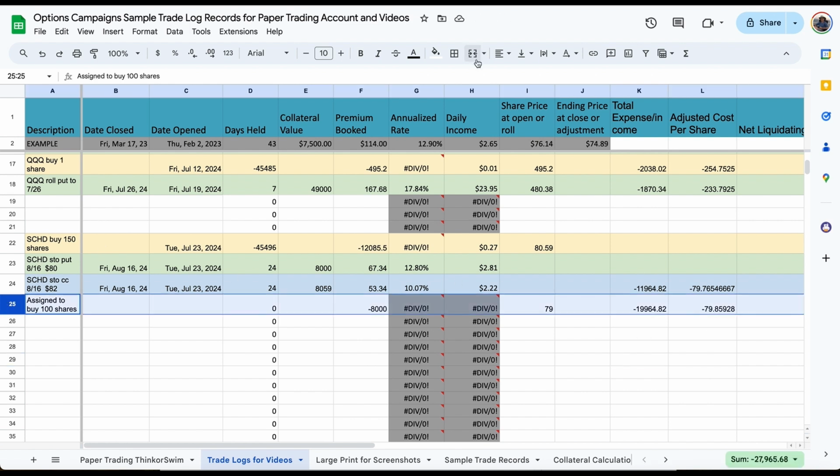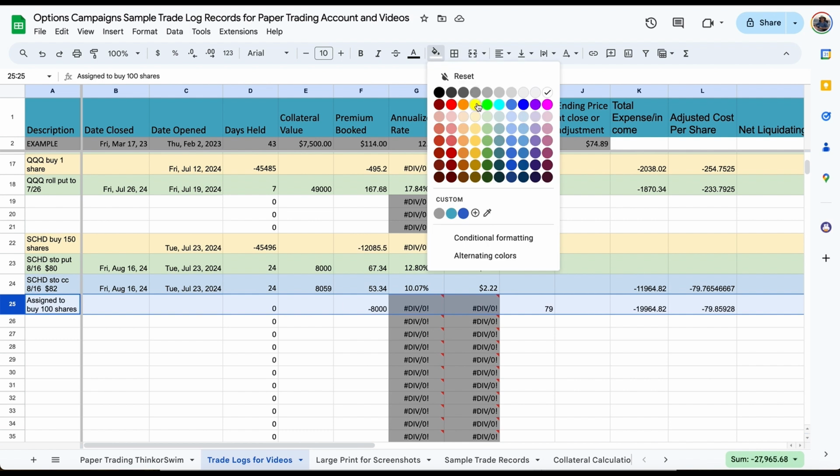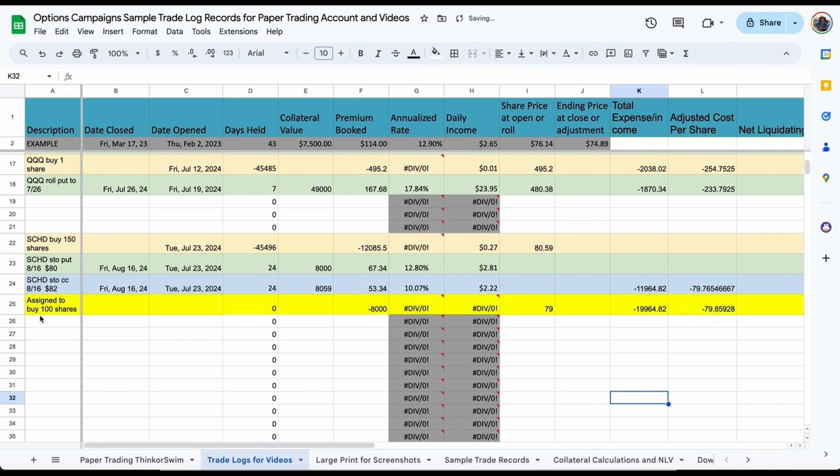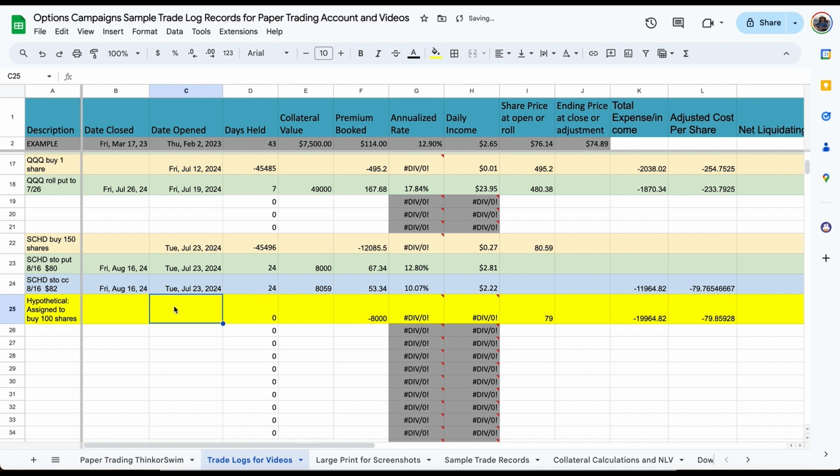And I'm going to color this bright yellow. I'm going to highlight it to know that this is hypothetical. I'm even going to write the word hypothetical. And that would be on August 16th.